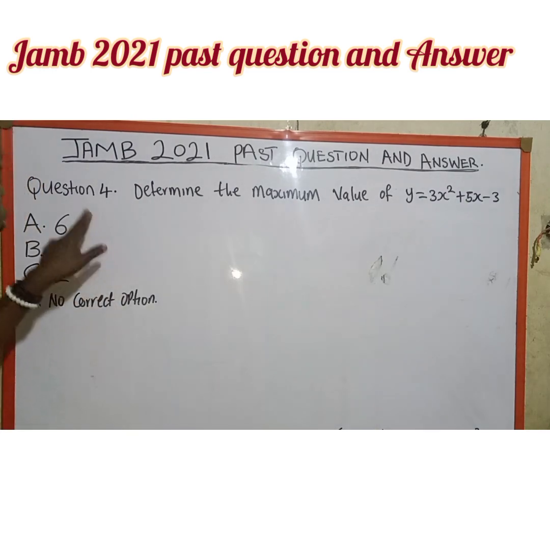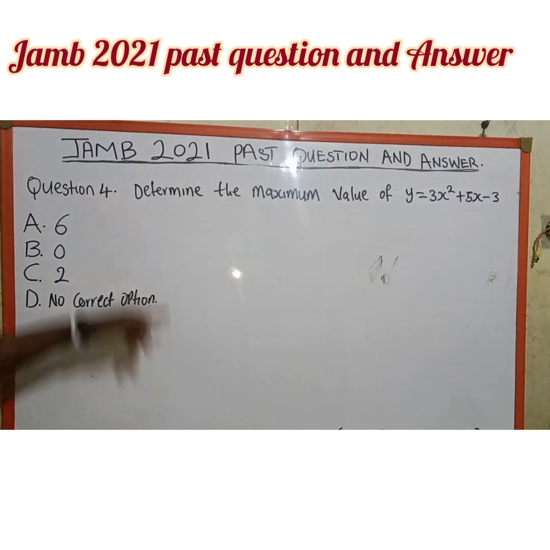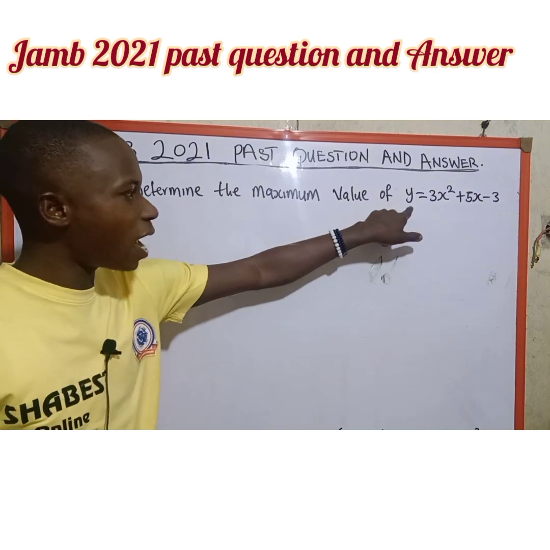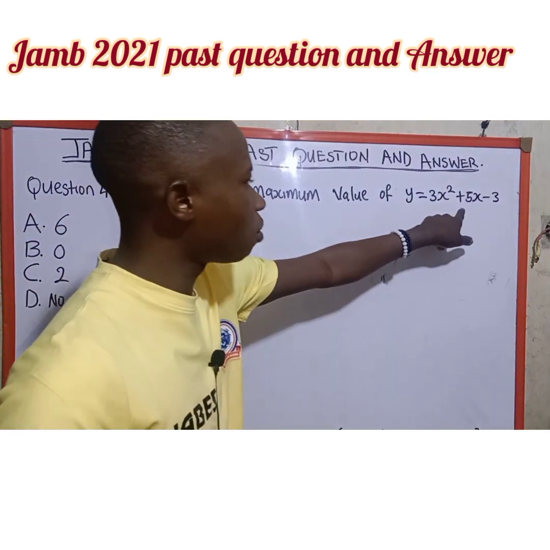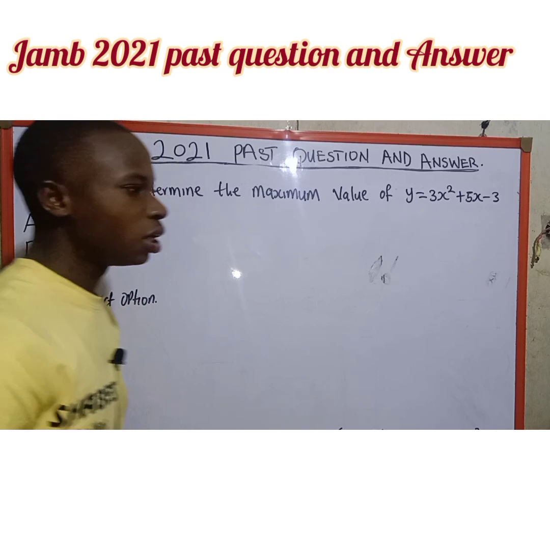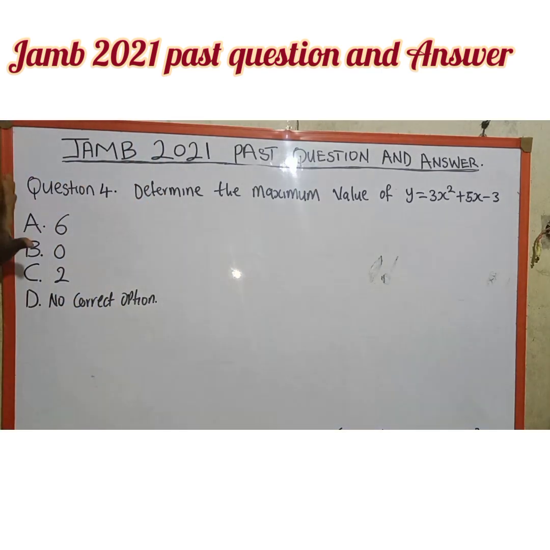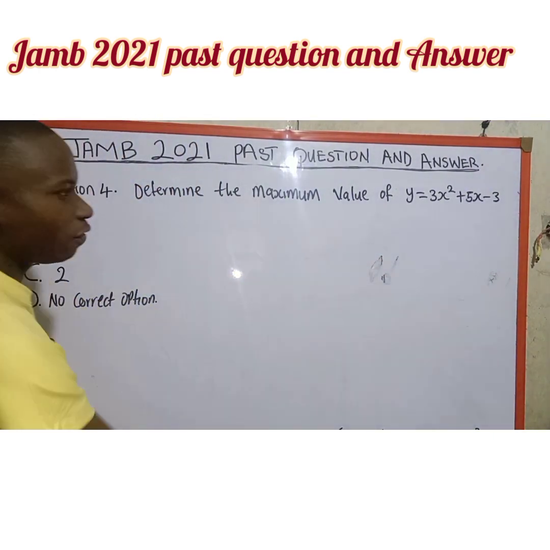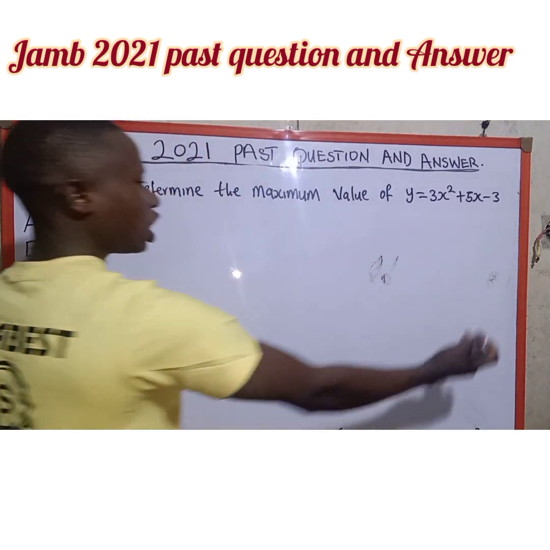So this is question number 4. And the question reads, determine the maximum value of y is equal to 3x squared plus 5x minus 3. So this is the question and these are the available options in the question. So let's solve this question. We're asked to determine the maximum value of this quadratic equation.